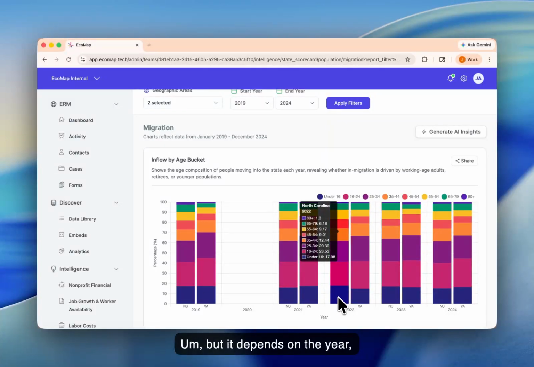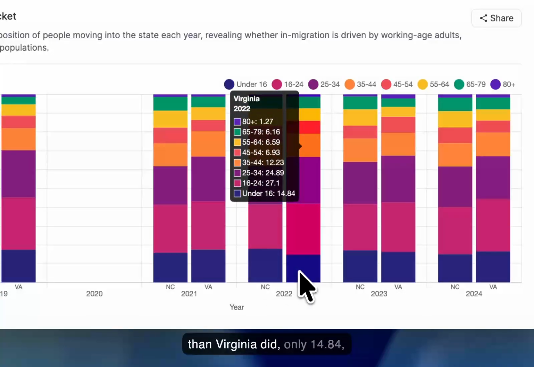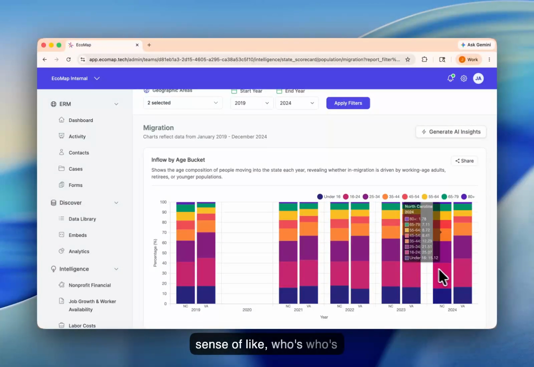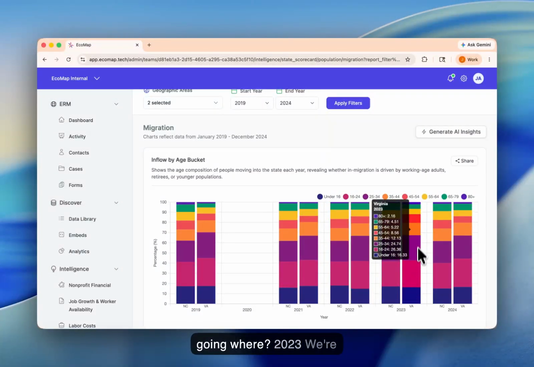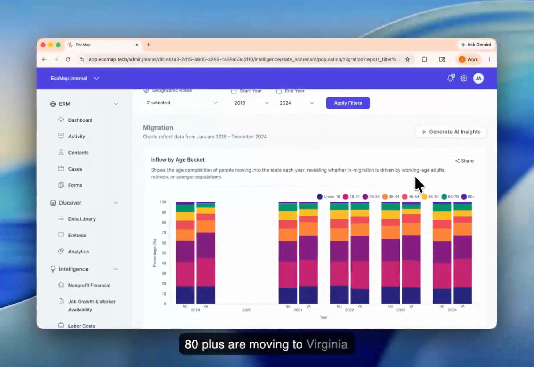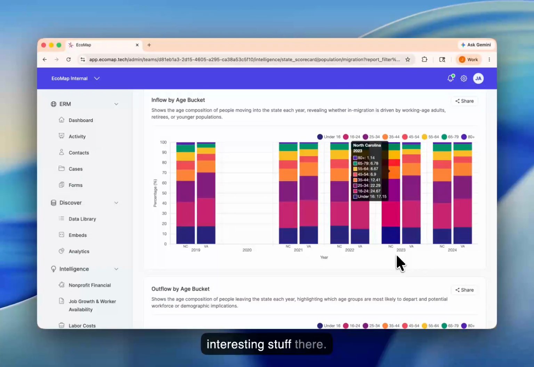But it depends on the year, right? In 2022, North Carolina saw more children moving in under 16 than Virginia did, only 14.84. So we kind of get a sense of who's going where. In 2023, we're seeing more people 80 plus moving to Virginia than moved to North Carolina. Just some interesting stuff there.